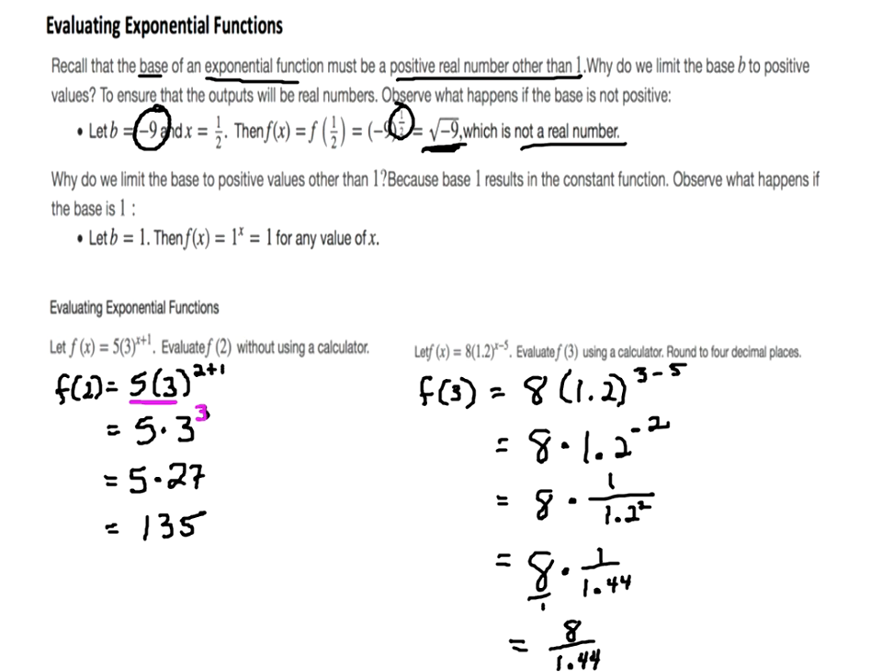So I can do the division, and we are told to round to 4 decimal places. So when I divide 8 by 1.44, I get 5.555555555, and so that rounds to, so I need to use the approximation symbol, 5.5556.